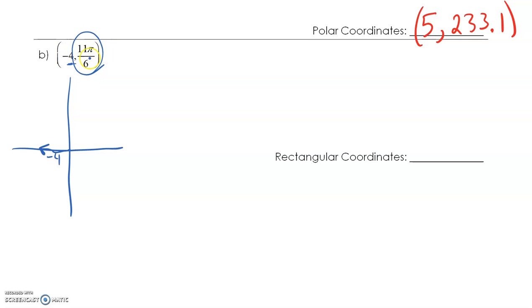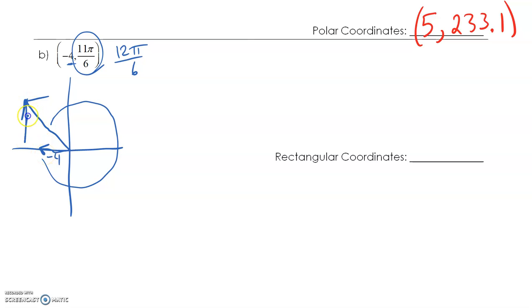11 pi over 6 is very close to 12 pi over 6, which is 2 pi, one full circle. I'm short 1 pi over 6. So I'm going to be going in this direction, 1 pi over 6 short. Right there.